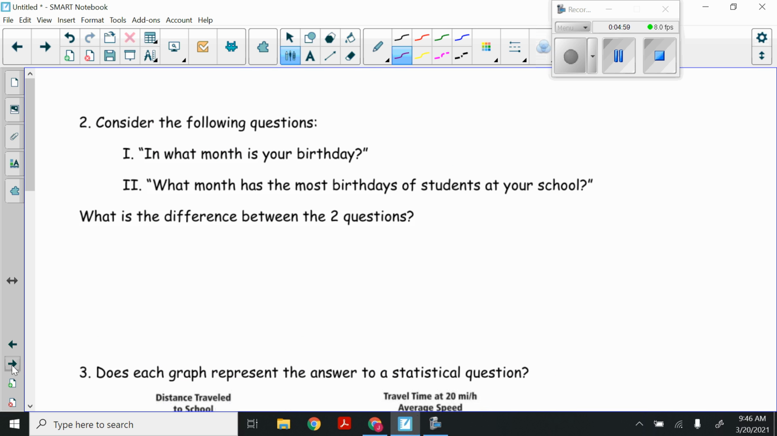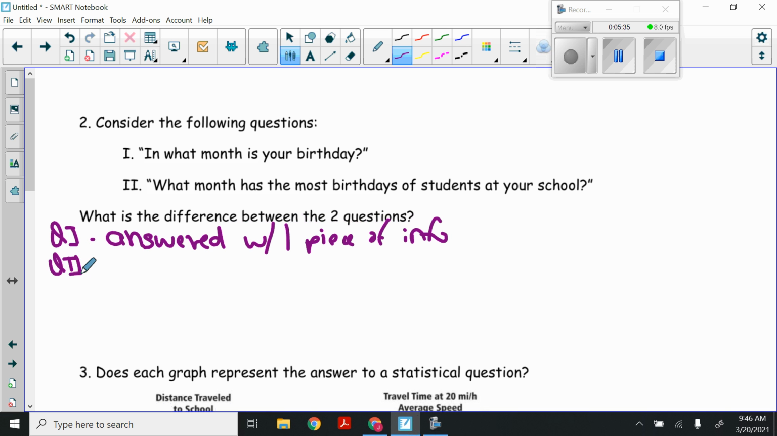Right. We're going to consider the following questions. Question number 1, in what month is your birthday? Question number 2, what month has the most birthdays of students at your school? Okay, so let's talk about question number 1 first. Question number 1 can be answered with only one piece of information. You only have one birthday, so if I ask you the month of your birthday, you're only going to give me one answer, 1 month.